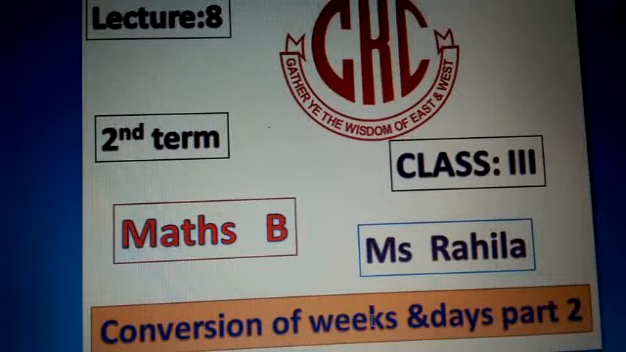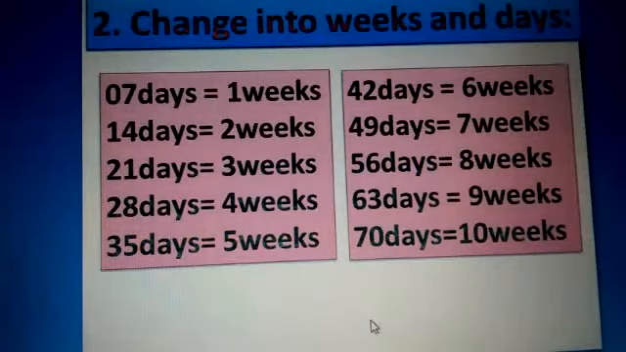Now, to convert days into weeks and days, we have to learn some conversions: 7 days is equal to 1 week, 14 days is equal to 2 weeks, 21 days is equal to 3 weeks, 28 days is equal to 4 weeks, 35 days is equal to 5 weeks, 42 days is equal to 6 weeks, 49 days is equal to 7 weeks, 56 days is equal to 8 weeks, 63 days is equal to 9 weeks, and 70 days is equal to 10 weeks. Students, you have to learn these conversions to solve the questions.